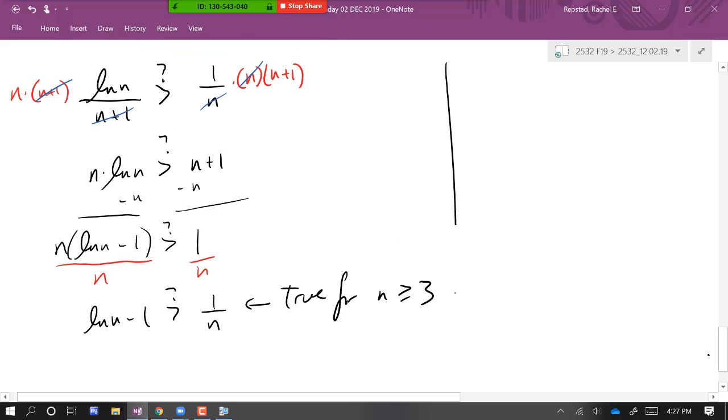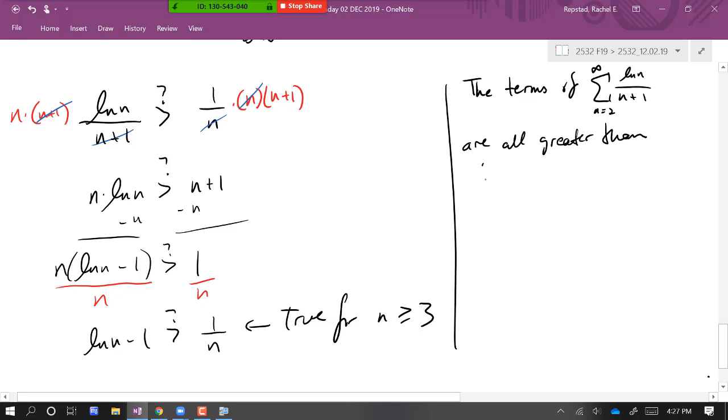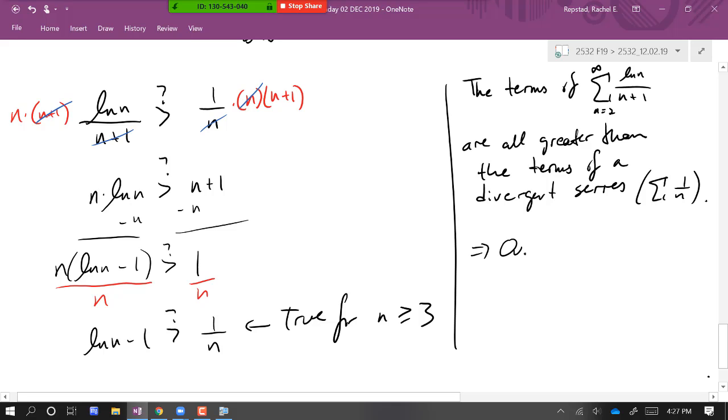which I think allows us to make a conclusion. And so when we're making a conclusion using the direct comparison test, we would say that the terms of this series, ln n over n plus 1, are all greater than the terms of a divergent series, which was 1 over n. And that means that our series diverges.